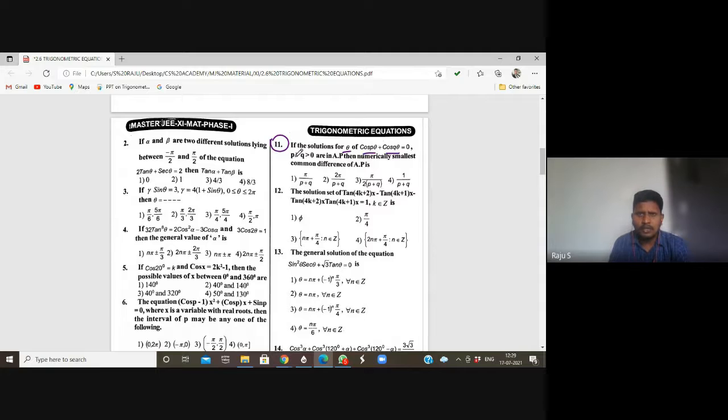then 0, q, p are in AP. Sorry, 0, q, p, not p, q. p is the highest value, so we write in ascending order. Then the numerically smallest common difference of the AP. Okay, students, what shall we do here?